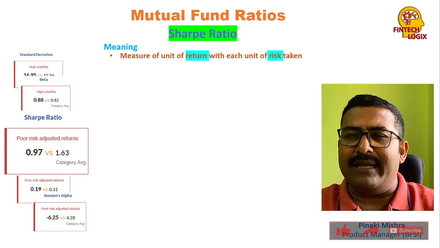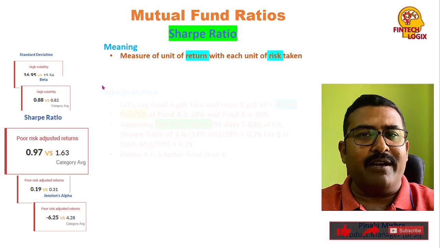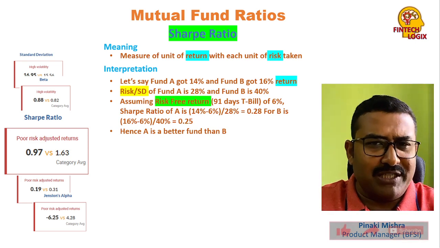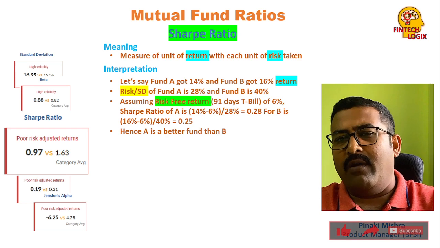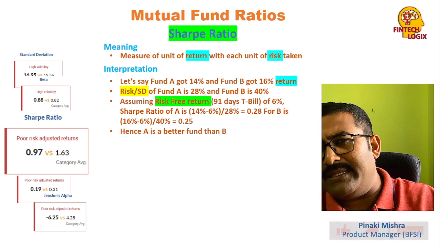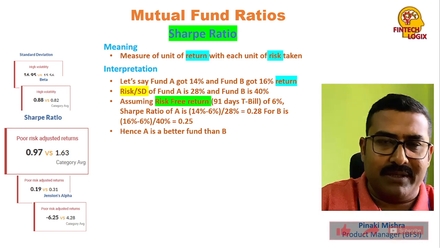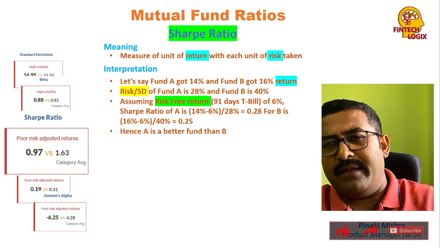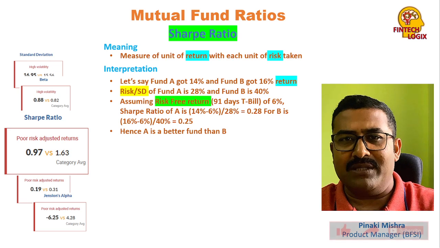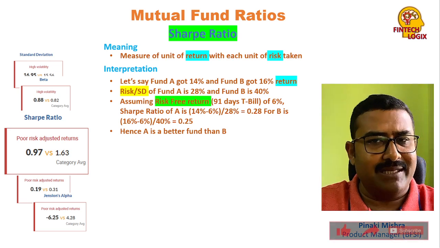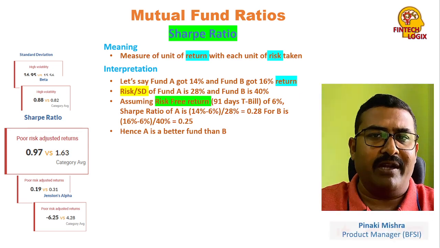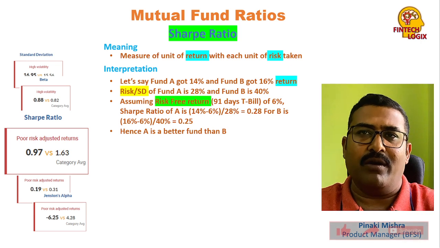Now let's look at a simple example to interpret how this works. Let us talk about two funds here. One is your fund A and one is your fund B. Fund A is giving us an annual return of 14% and fund B is giving us an annual return of 16%, right? Now let's take that the standard deviation of fund A is 28% and the standard deviation of fund B is 40%. I've talked about standard deviation and its interpretation in my previous video. If you have not seen that, please have a look.